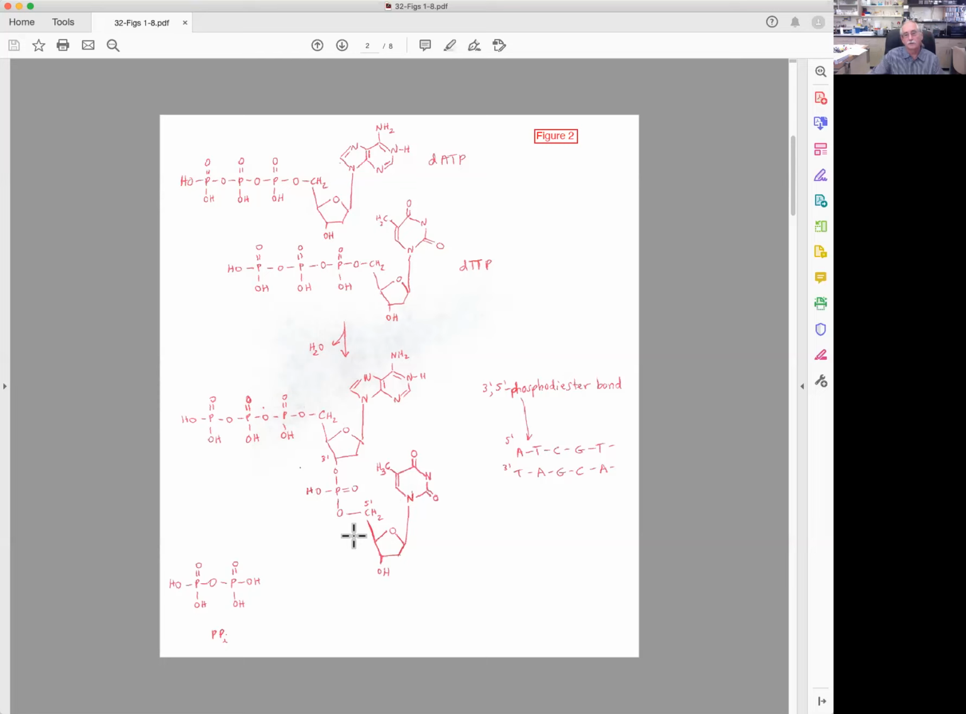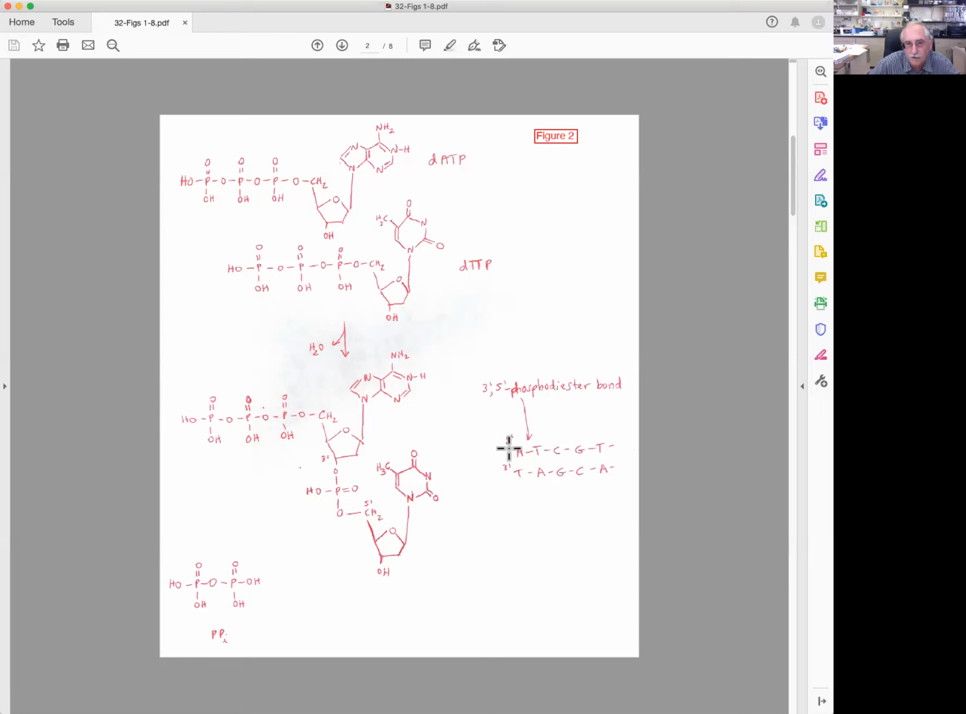So what kind of a bond do we have? It's called the 3' to 5' phosphodiester bond. And what are we looking at? The convention is that if we write a single length of DNA, the 5' end is always on the left.